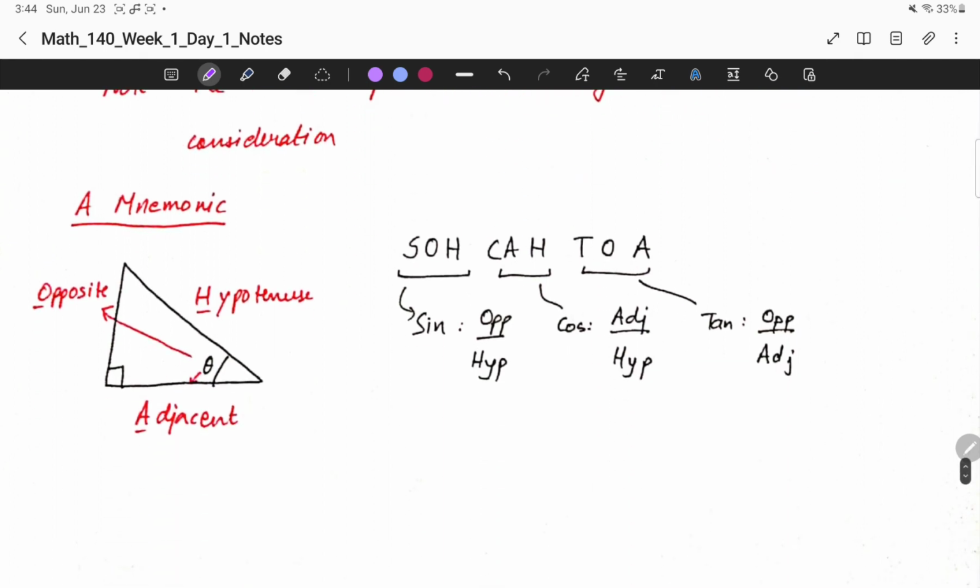If you are given a right triangle and the angle, then you label these sides. This side is always the hypotenuse because it's a right triangle. The side that is opposite is called the opposite, and the side that's adjacent is called the adjacent. And the mnemonic is SOHCAHTOA. So it says sine is opposite over hypotenuse, so SOH. Cosine is adjacent over hypotenuse, so CAH. And tangent is opposite over adjacent, or TOA.